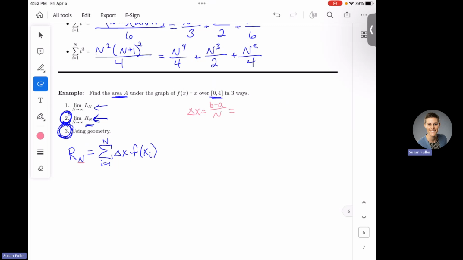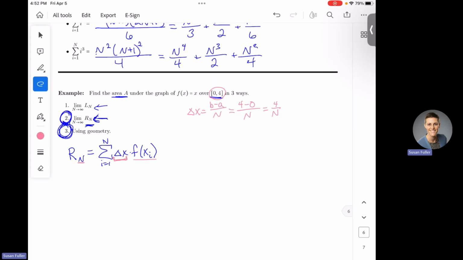And so here, my b value, again, comes from my interval. B is 4, minus my a value, which is 0, all over n. I still don't know what n is. We're going to keep n general here. And so that means my delta x is 4 divided by however many rectangles we have. So that's my delta x. That will go in here in just a minute.